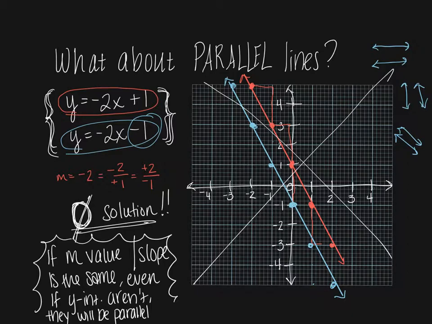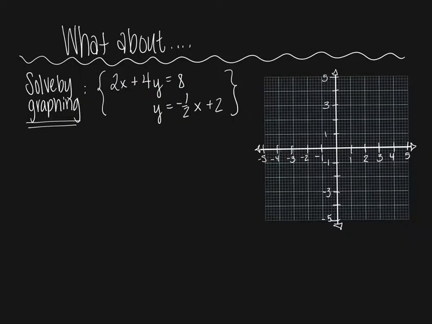All right, let's look at another bizarre scenario. Let's say you're given a situation that looks like this. 2x plus 4y equals 8 is the first equation, and the second equation in my system is y equals -1/2 x plus 2. Well, they're not in the same form, so if I want to solve them by graphing, I need to find my y-intercept. So let's see what we can do for 2x plus 4y equals 8.